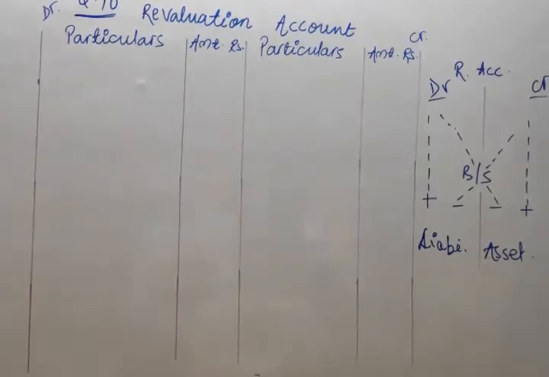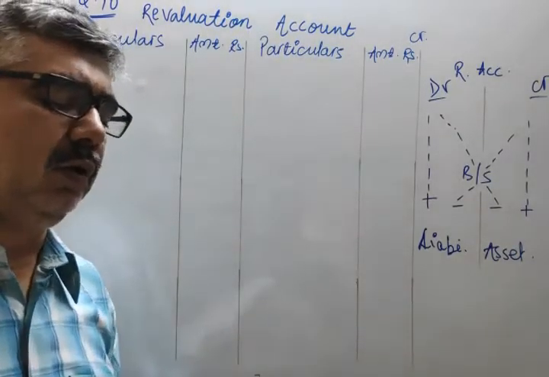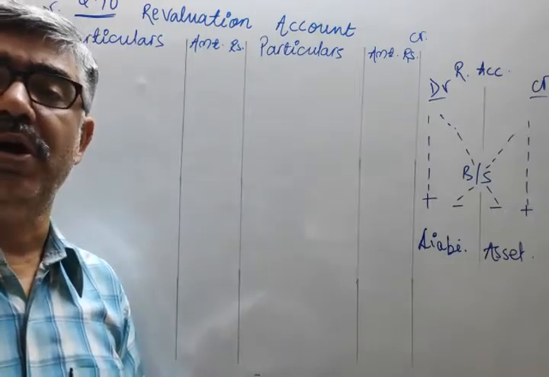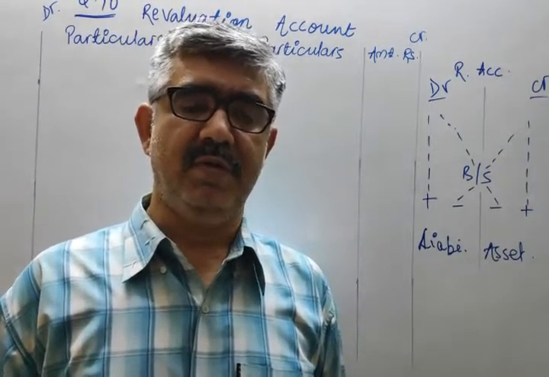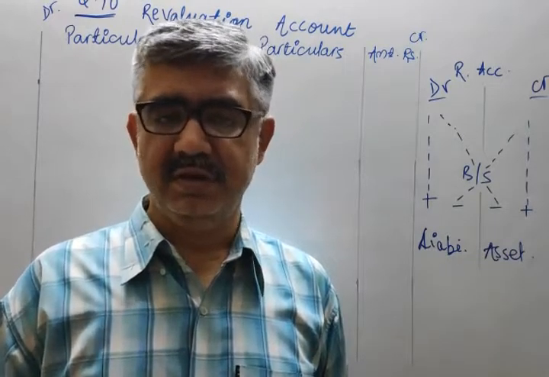Second, the value of machinery is to be decreased up to 80,000. Third, the value of investment is to be reduced by 30%. Fourth, provision for bad debt reserve at 20% and discount reserve at 5% is to be made on debtors. I think from the 11th concepts, you know that very well, what is bad debt reserve and what is discount reserve.